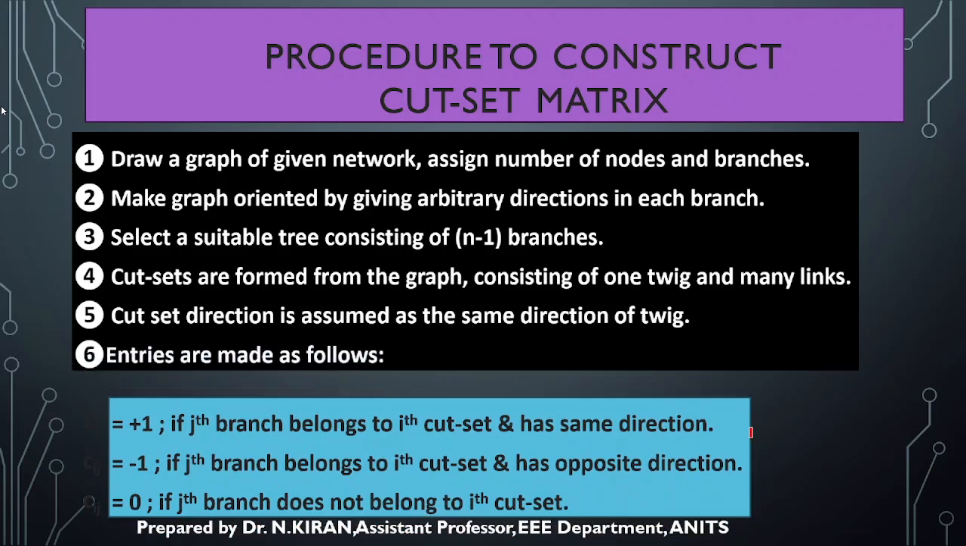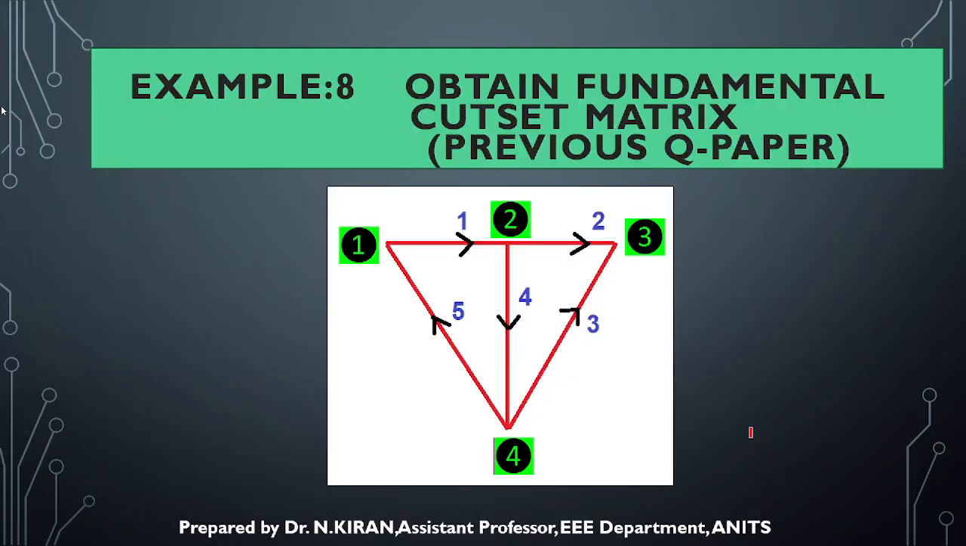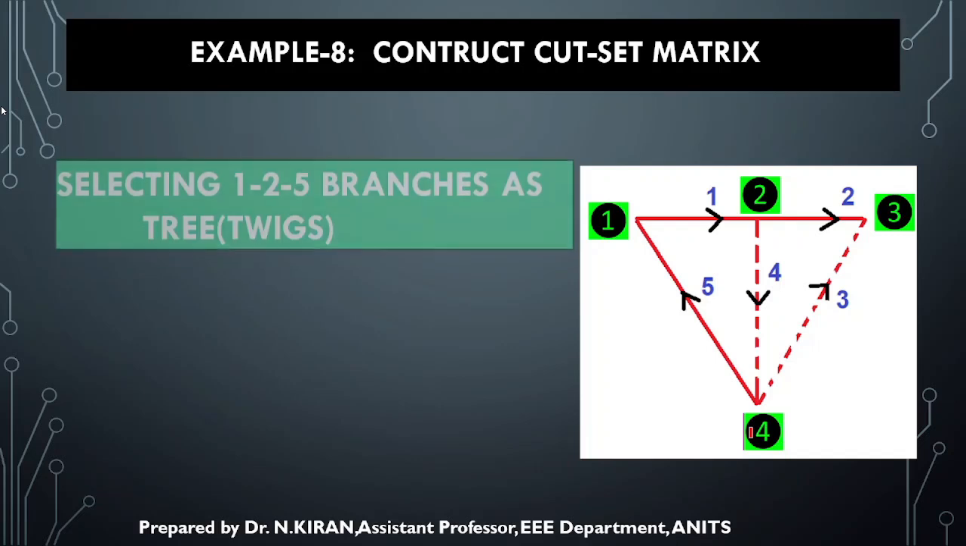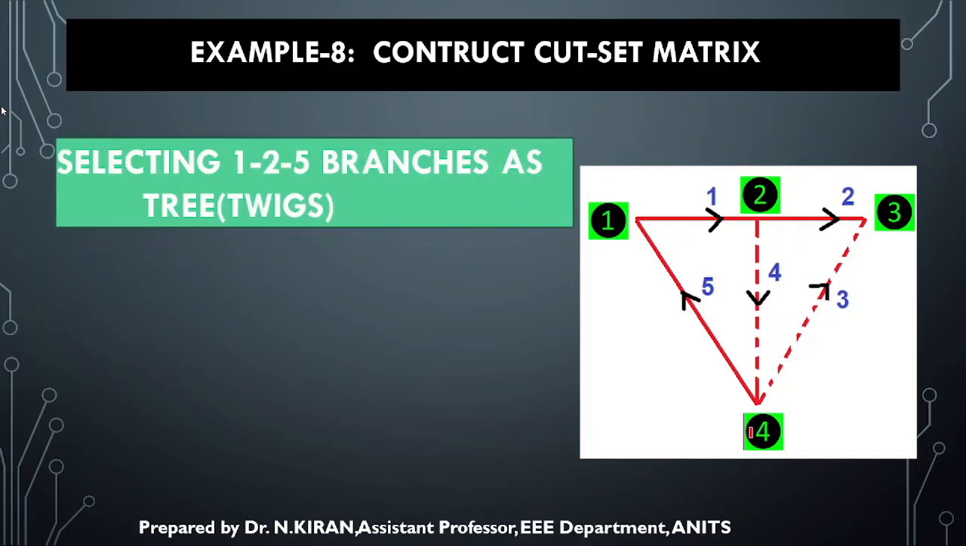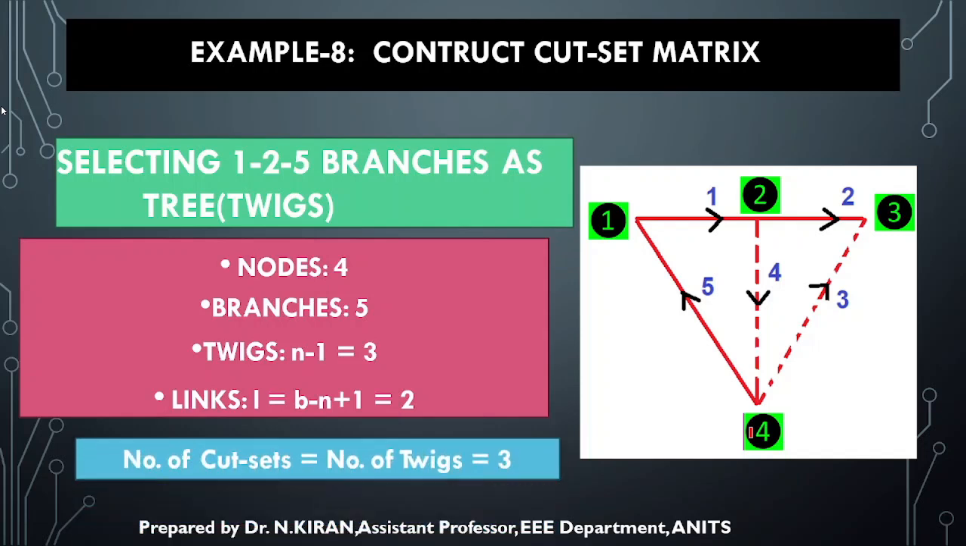If the branch direction as well as the cut set direction are in the same direction, then +1 is entered. If the branch direction and the cut set direction are opposite to one another, then it is -1. If they are nowhere related, it is 0. So for this graph, we are supposed to find the cut set matrix. Assuming branches 1 to 5 as the tree, the remaining branches will be links. So here I have 2 links and 3 twigs. The number of cut sets is equal to the number of twigs, so it will be 3.